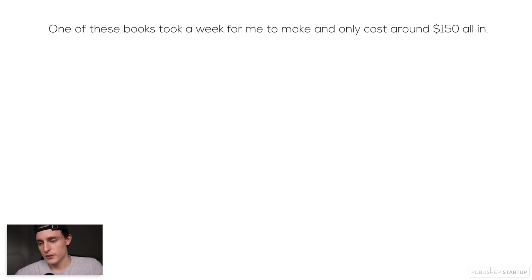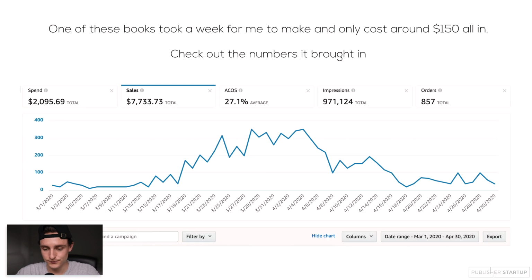So one of these books took a week for me to make and only cost me around $150 all in. So this is an example of one of those DIY trending model books I made. Took me a week to make, only cost around 150 bucks. So check out the numbers that it brought in during that time when they started to take off. You can see on the screen here, this is a screenshot from my Amazon ads backend, and this is one of my books. And I spent $2,095 from March 1st to April 30th. You can see bottom right there.